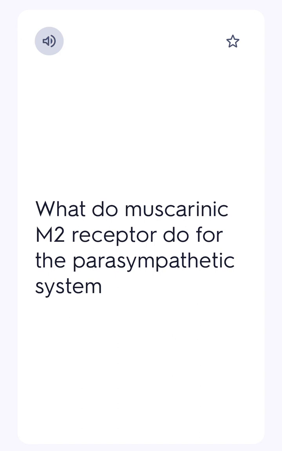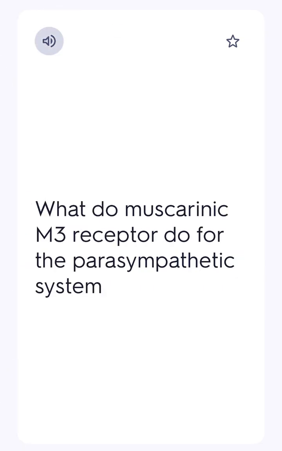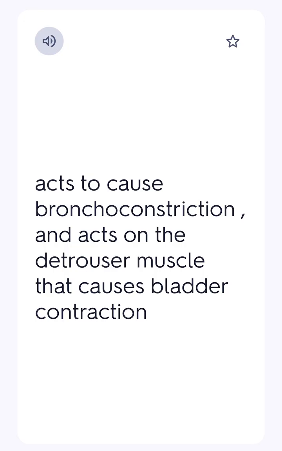What do muscarinic M2 receptors do for the parasympathetic system? Located in the heart and acts to bring the intrinsic rate down. What do muscarinic M3 receptors do for the parasympathetic system? Acts to cause bronchoconstriction, and acts on the detrusor muscle that causes bladder contraction.